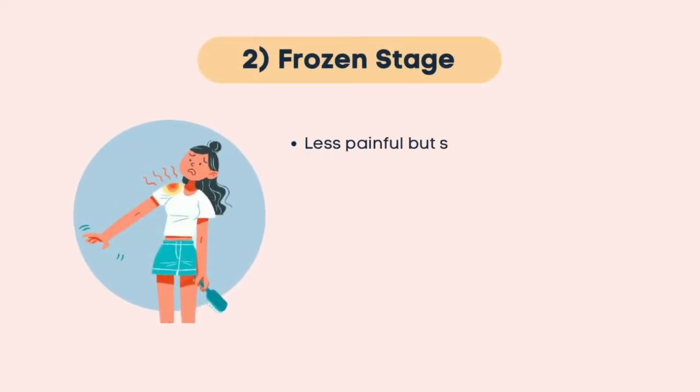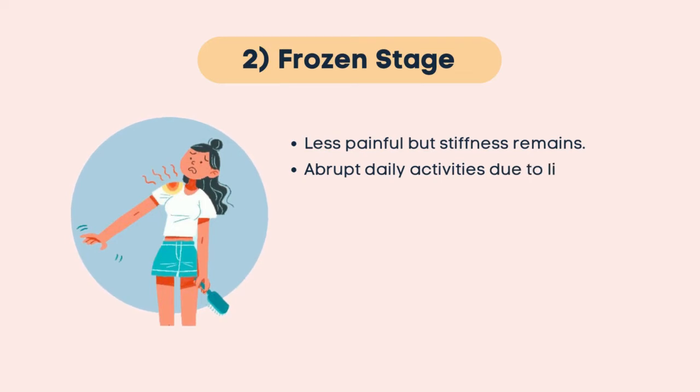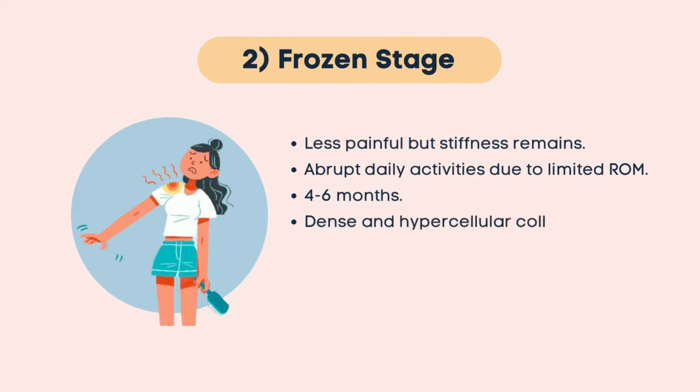Next, the frozen stage is said to be less painful, but stiffness of the shoulder remains. This stage will obviously disrupt daily activities of affected people due to limited range of motion, and will last between 4 to 6 months. For the histology of the frozen stage, there is dense and hypercellular collagenous tissue of the capsule.